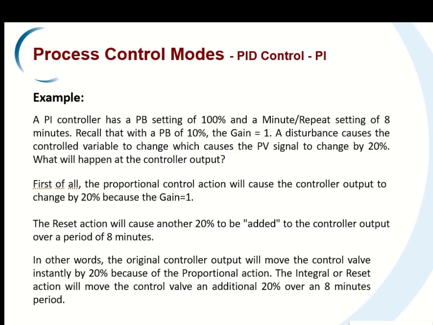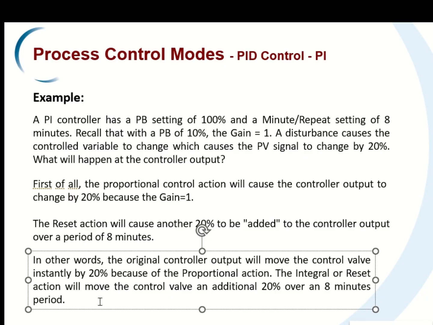Okay. The reset action will cause another 20% to be added to the controller output over the period of 8 minutes. In other words, the original controller output will move the control valve by 20% because of the proportional action, and the integral or the reset action will move the control valve by an additional 20% over the 8 minutes time. So that's the first part, which is the proportional one, and then the integral part actually.